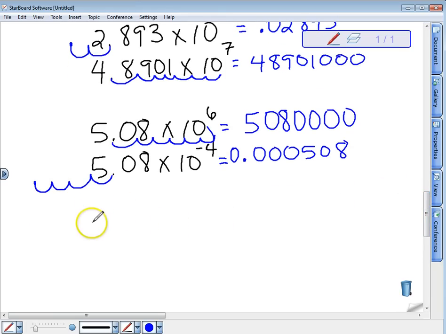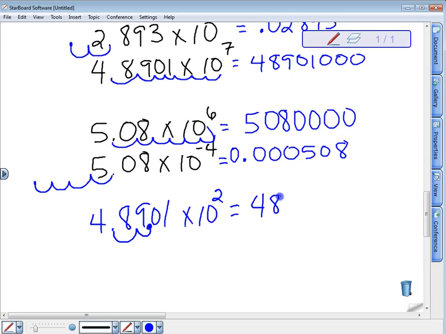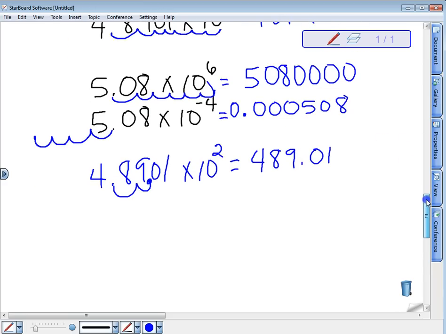Sometimes you have a number like this. You could have had this 4.8901 just times 10 to the 2. So then we would have moved the decimal 2 places, and we would have still had a decimal number once we took it out of scientific notation. Okay, so that's all there is to scientific notation.